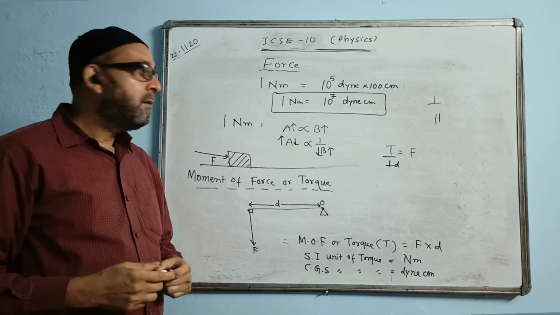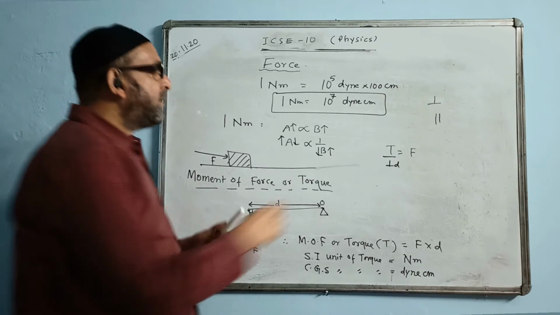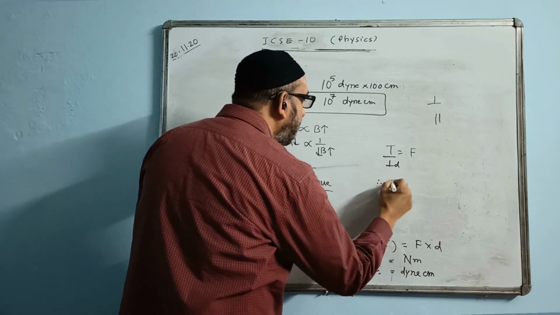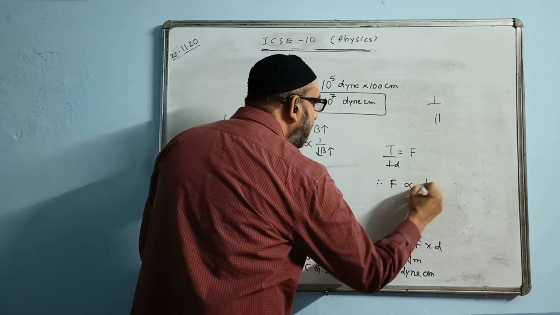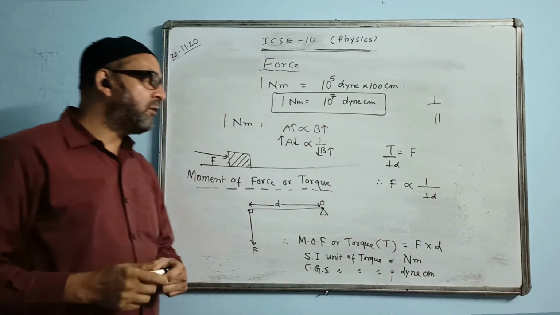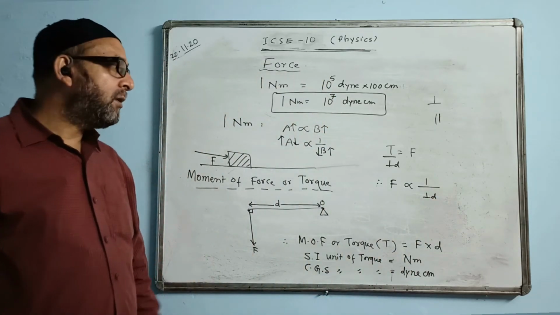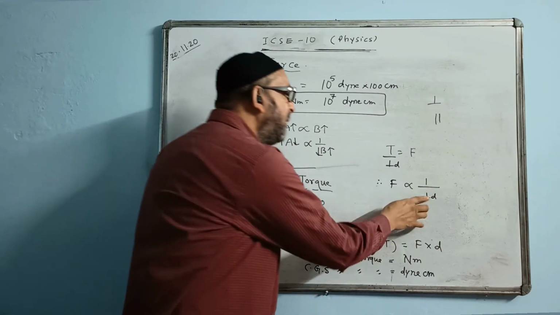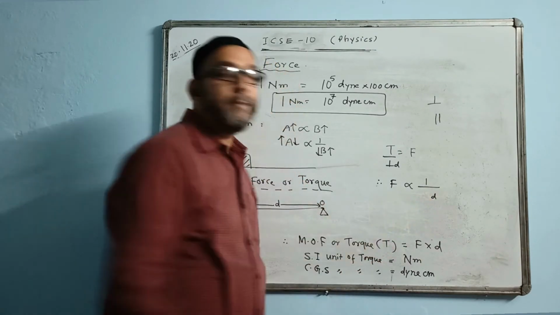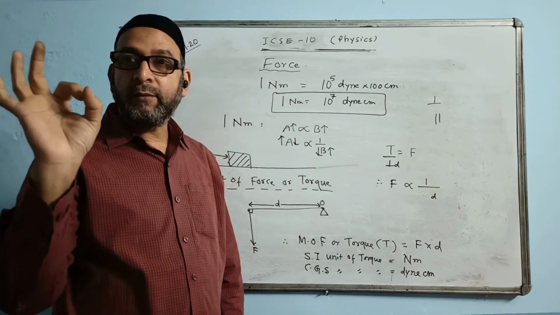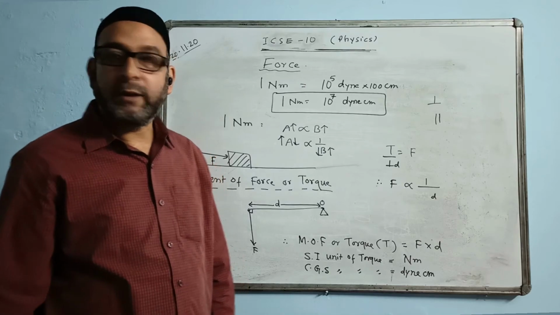What does it mean? That means F and D are inversely proportional. Therefore we write F is inversely proportional to the perpendicular distance. F is inversely proportional to perpendicular distance. This time I am giving the perpendicular sign. You may not give it, but it's understood to be a perpendicular distance. The distance cannot be a parallel distance. If the distance is parallel, the value of torque is 0. There is no question of torque there.